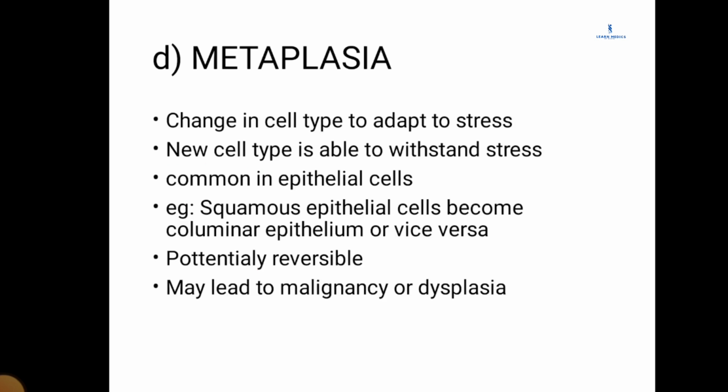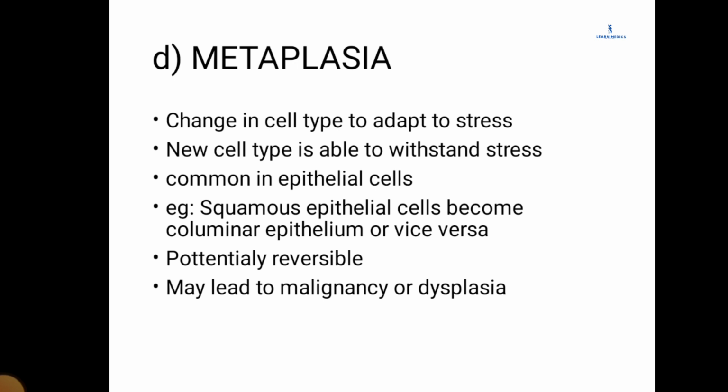Okay, the fourth type is metaplasia. Metaplasia means a change in cell type to adapt to stress. That is, the normal cell changes to another type of cell to adapt to the stress. The newly formed cells are capable of withstanding the stress. It is more common in epithelial cells. For example, a classical example of metaplasia is squamous epithelial cells becoming columnar epithelium, or vice versa. Squamous epithelial cells become columnar epithelium, or columnar epithelium becomes squamous epithelium.